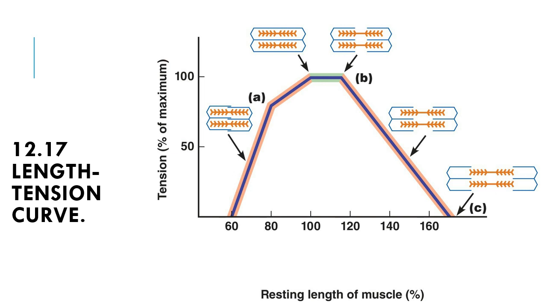The next image is illustrating the question about what's the proportion of overlap between the actin and the myosin. Is it 100% or is it not? And really, it just depends on the status of the length of the muscle and of the muscle organ.